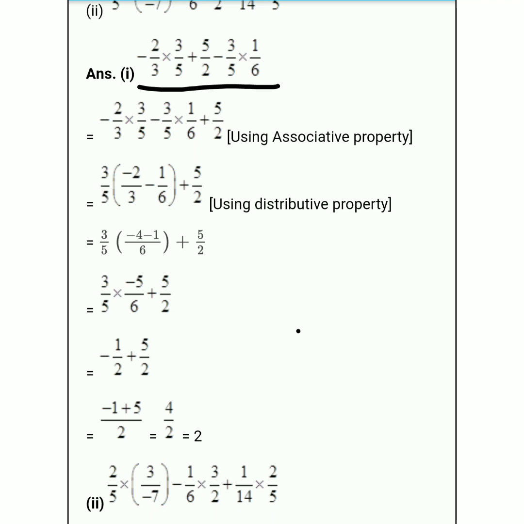So here how many terms in total do we have? First of all, this one is our first term, because a multiplication sign is there, and multiplication does not separate the terms. Then our second term is plus 5 by 2, then a minus sign is there. So our second term is only 5 by 2. And our third term is 3 by 5 multiply 1 by 6. So in total we have 3 terms.